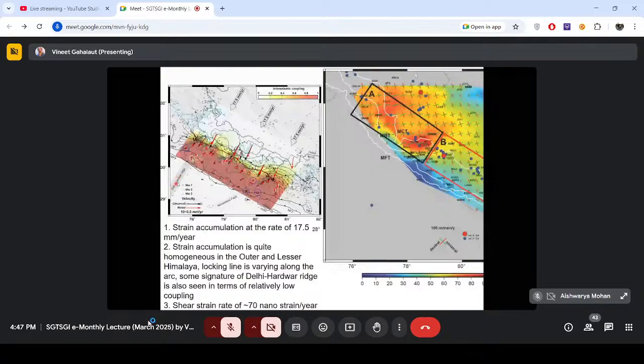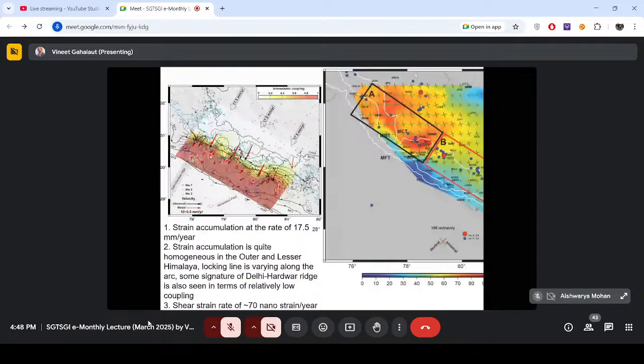So this is the Delhi-Hardwar ridge, basically the Aravali-Delhi fold belt, which we assume is subducting beneath the Himalaya. And we have started seeing some low coupling here, and that's what we have learned from subduction zones. All the seamounts and fractures, when they enter a subduction zone, cause low coupling because of the fractured nature of these ridges or seamounts. Anyway, so this is one snapshot from the Himalayan region.